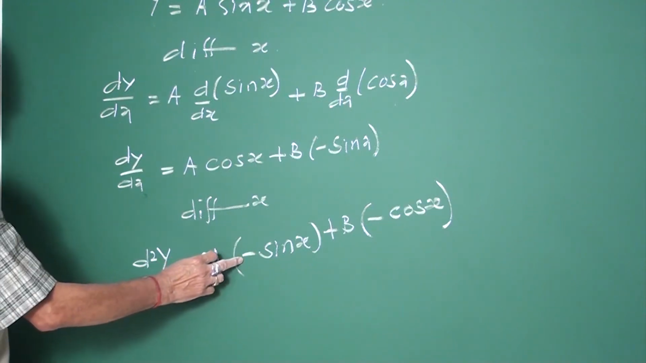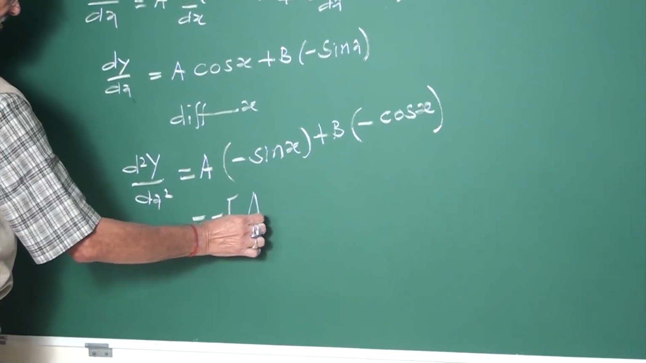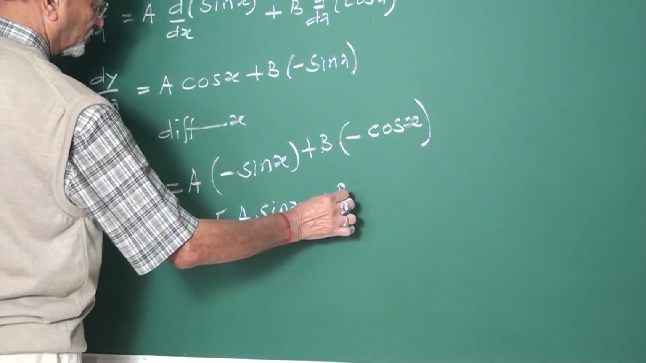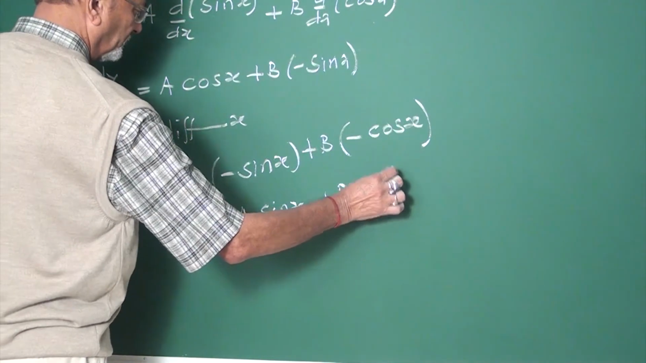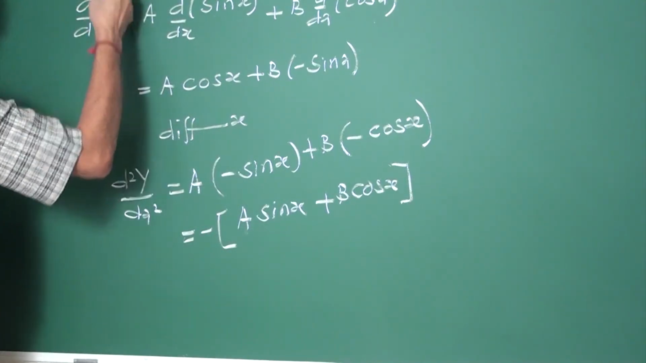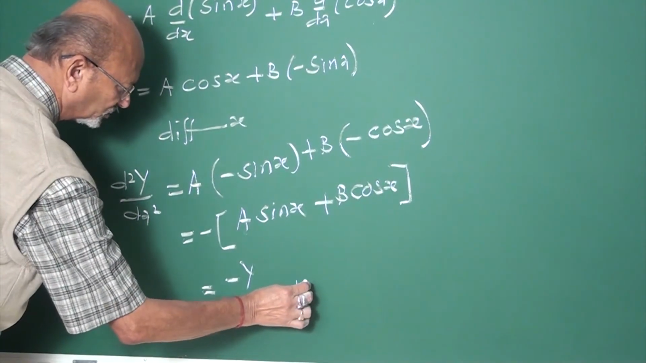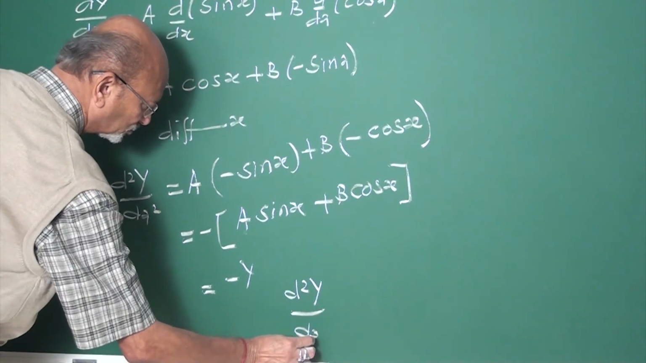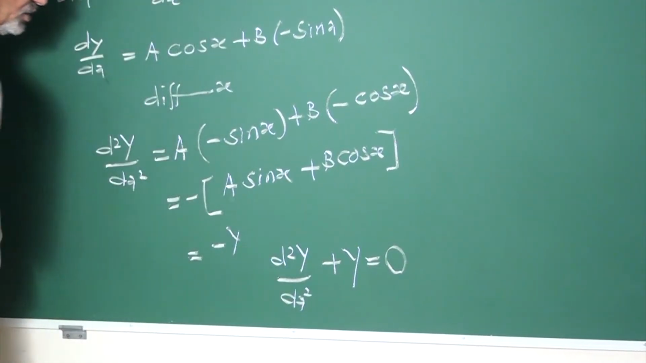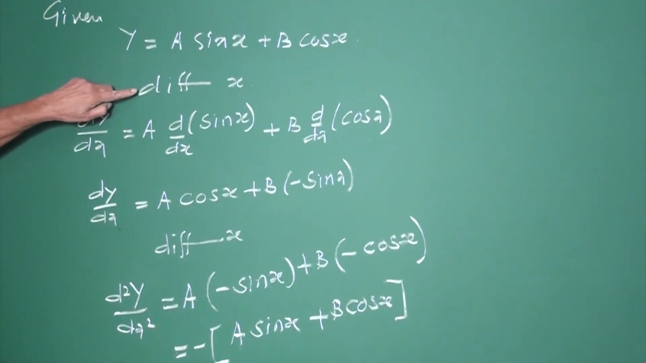What is your observation? Minus is common. Take that minus outside. Write a sin x plus b cos x. What is inside the bracket? a sin x plus b cos x is y. So this is minus y. Bring this to the other side. So this is d2y by dx2 plus y equals 0. Yes, my friend. This is what was given.